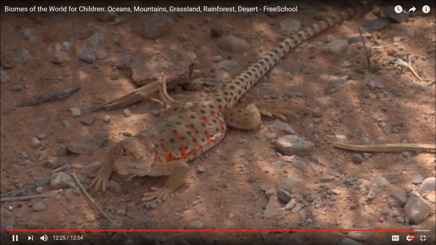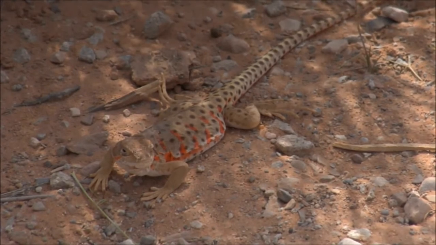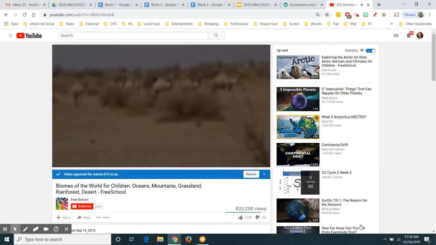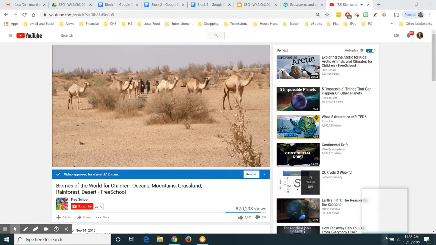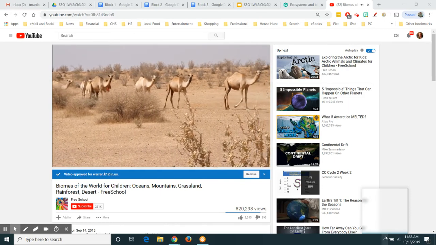Many types of reptiles live in the desert: snakes, lizards, and tortoises. Birds like owls and hawks, and mammals like camels, foxes, and desert hares have all discovered ways to survive and thrive in the desert too.